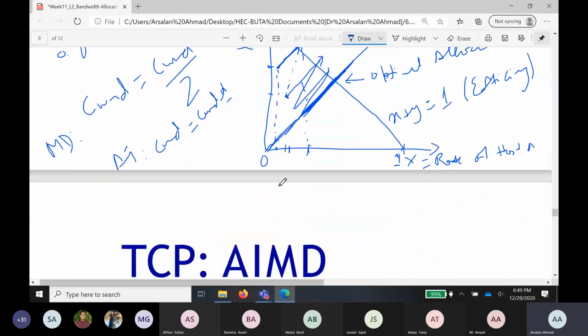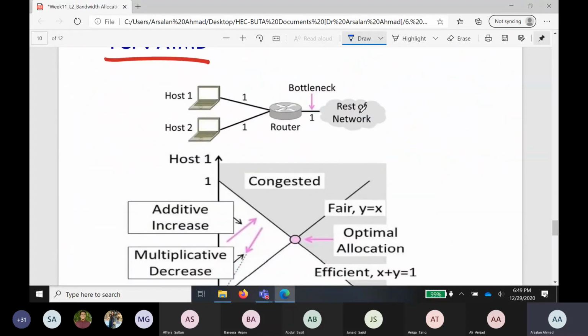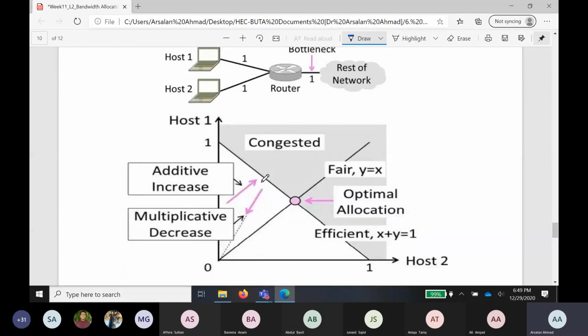Okay, let's have a look at the cleaned up version, and I will be happy to take some questions. So you can see again the same scenario over here. Additive increase part, multiplicative decrease part, the direction is always towards the origin. MD ensures fairness, AI ensures efficiency. This is the line for efficiency, x plus y is equal to 1. This is the line for fairness, y is equal to x, and this is our optimum allocation. This whole area is the congested allocation.